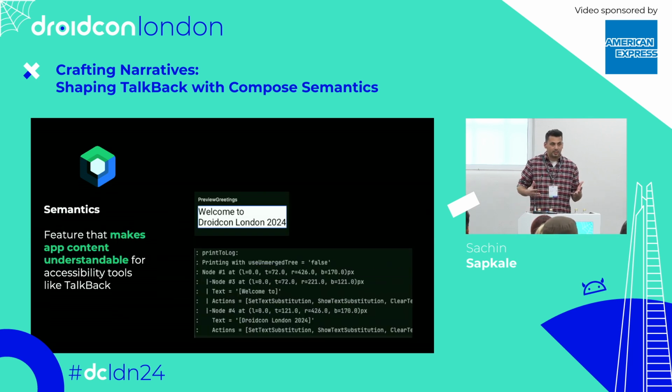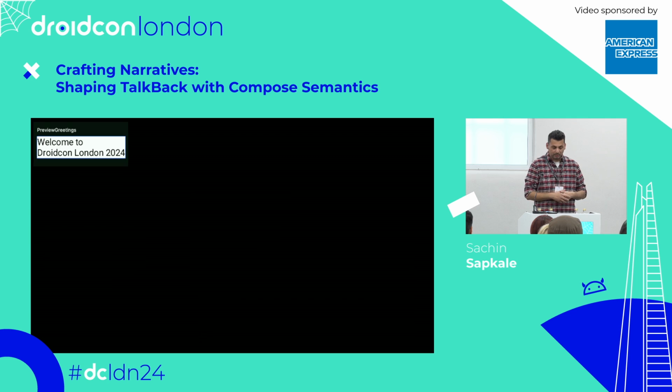Semantics, in simple words, is a feature which makes the UI content on your app more meaningful for services such as TalkBack or the testing framework. So let's take an example. This is "Welcome to droidcon."